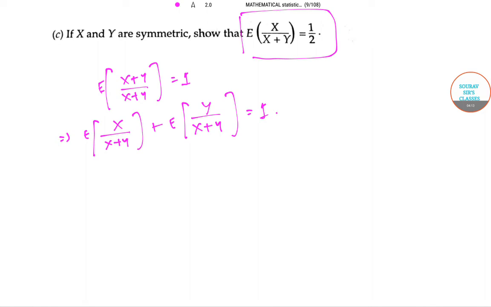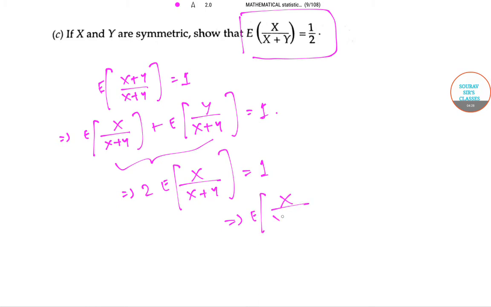Now since x and y are symmetric, we can combine these two as twice into expectation of x by (x plus y) is equal to 1, and this comes out to be expectation of x by (x plus y) is equal to half. Thus proved.